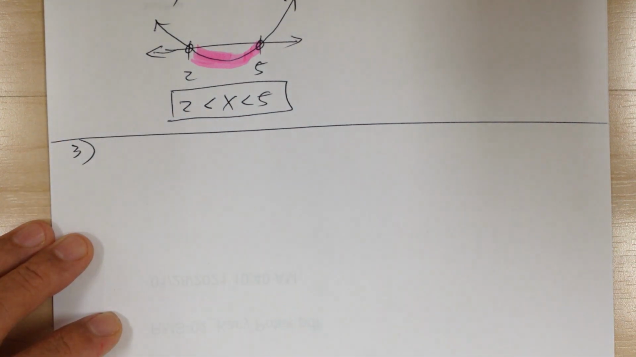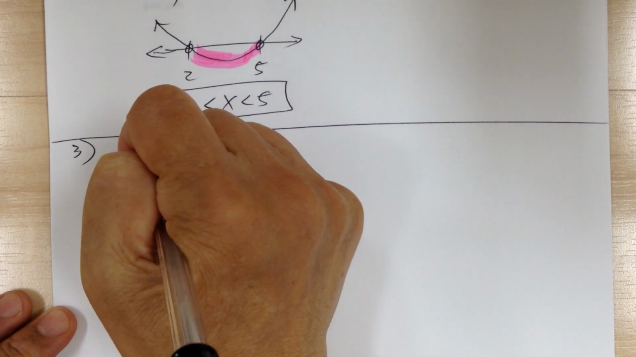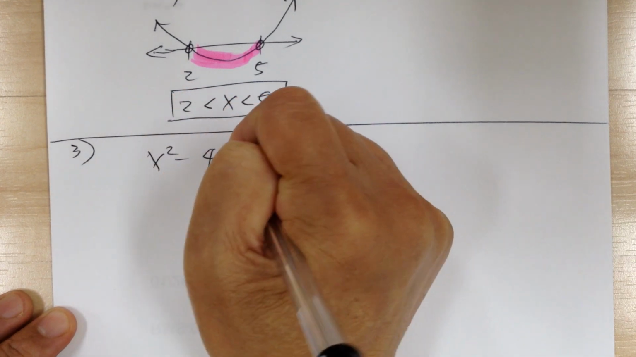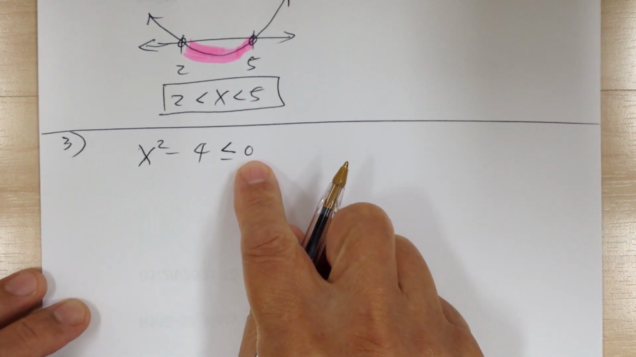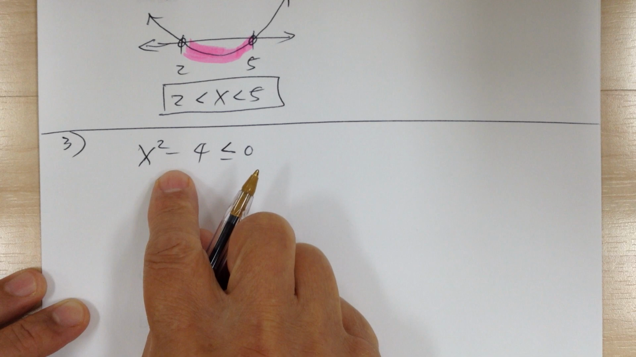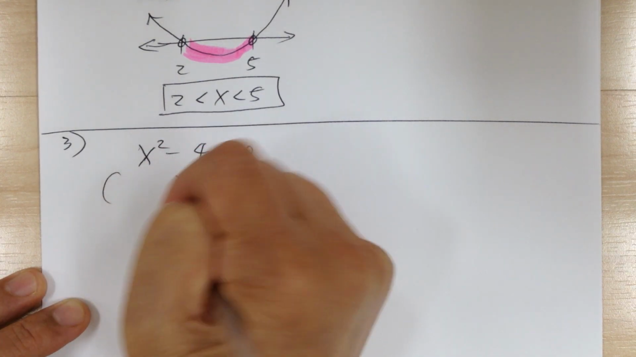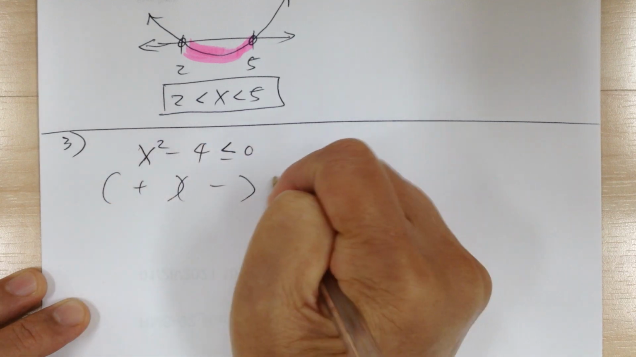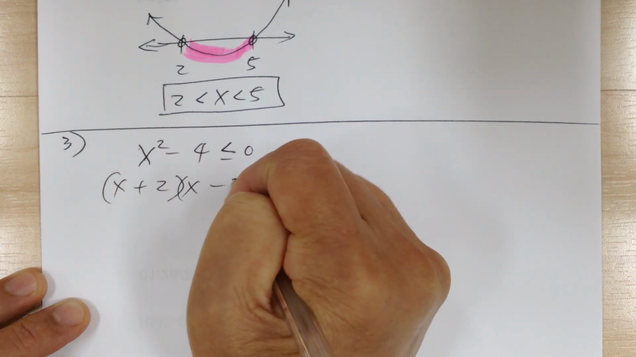Okay, number 3. We have x squared minus 4 is less than or equal to 0. First make the right side equal to 0. Next, you have to factor this. Step 1, common factor: cannot. Step 2, this is a difference of squares; step 2a is your conjugate. So it would be (x - 2)(x + 2).